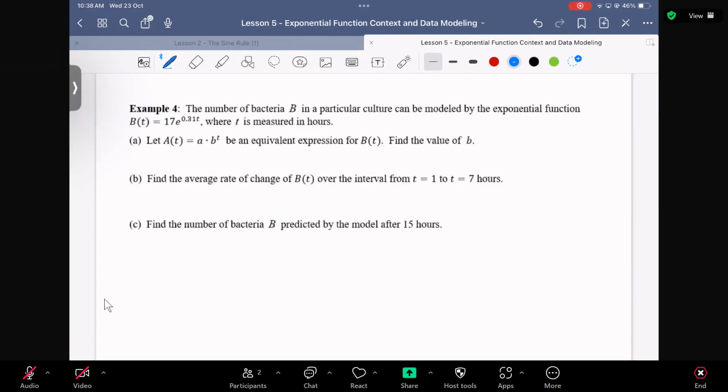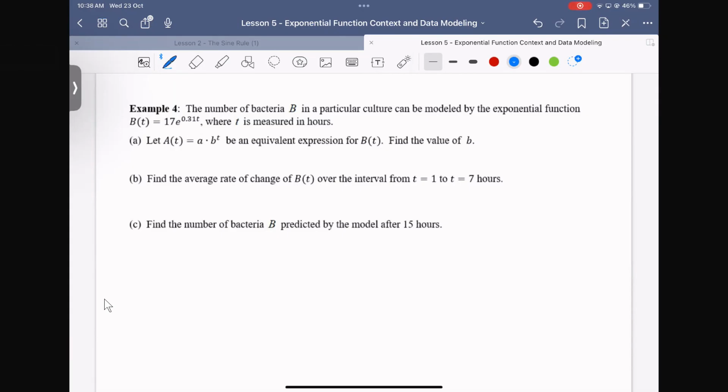All right, so our next example, the number of bacteria in a particular culture can be modeled by the exponential function given here. Let a of t equal a times b to the t be an equivalent expression for b of t. Find the value of b. All right, so what we've got here is we have it in base e. What is the value of e? Does anybody know? 2.71? 2.7.